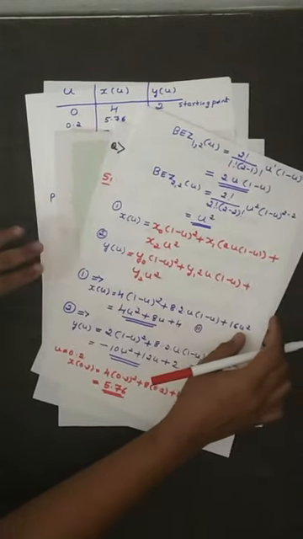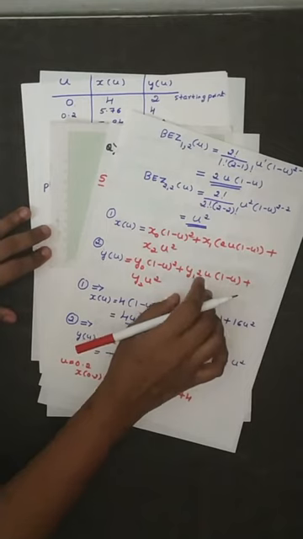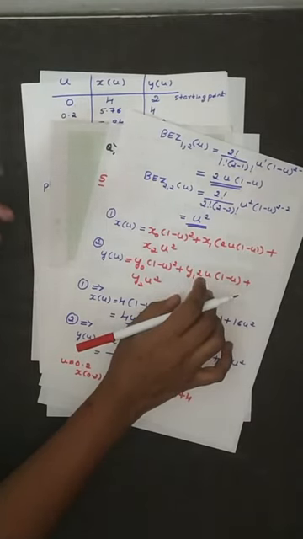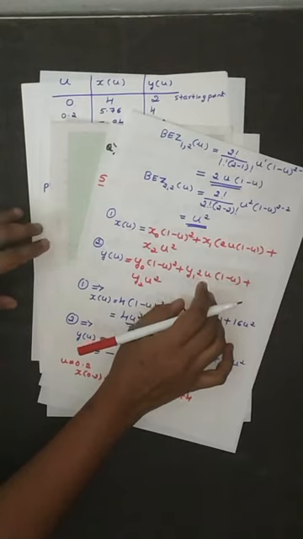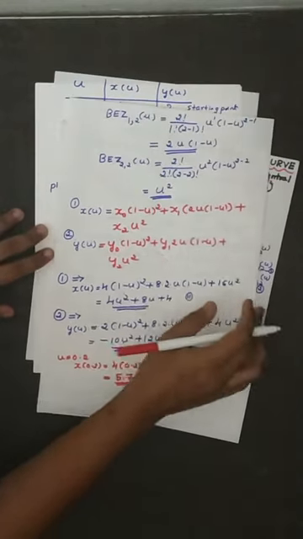Sometimes they will mention how many points you have to consider, and they will clearly mention these are the points you have to assume. That depends on the question, but the procedure is like this.